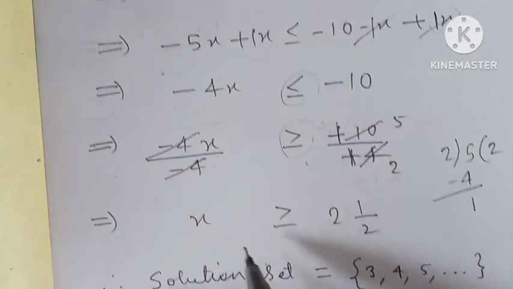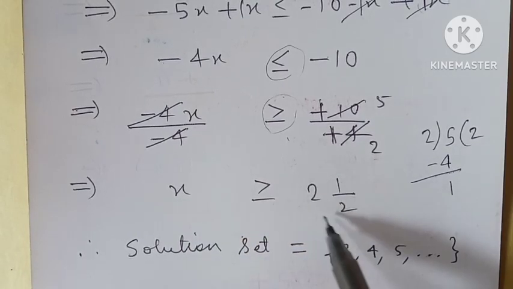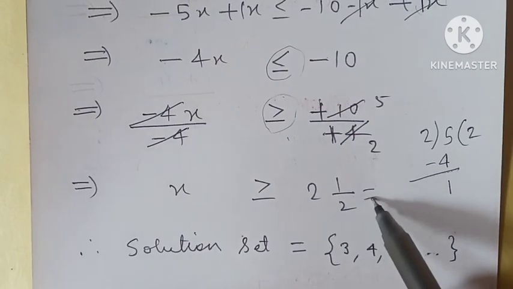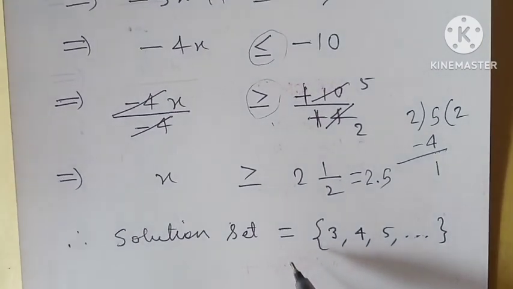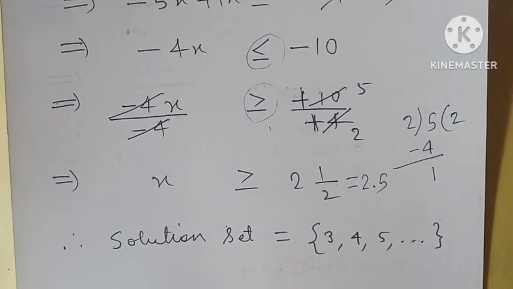As x is a whole number, we have to write the solution set of whole numbers more than 2.5. This is 2.5. So whole numbers more than 2.5 are 3, 4, 5, and so on.